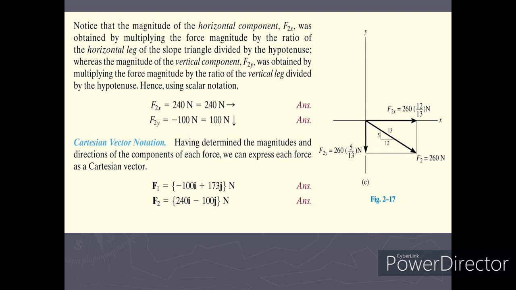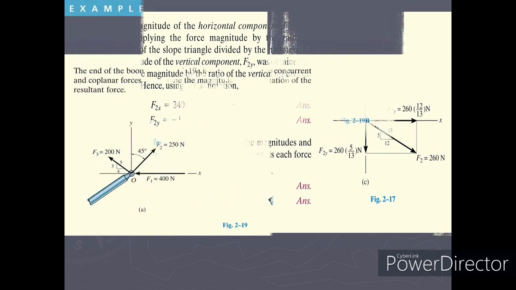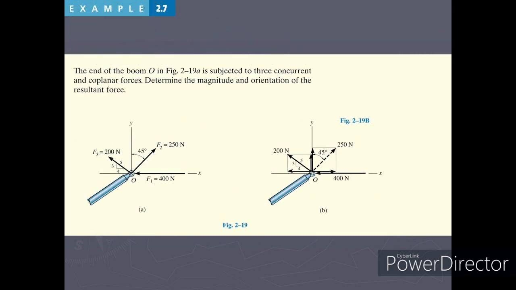Is that clear? And that's why, like I told you, we will now learn the different methods of finding the Cartesian vector form of vectors. This is one of them. There are other methods which we are going to learn. Now, this is another problem.